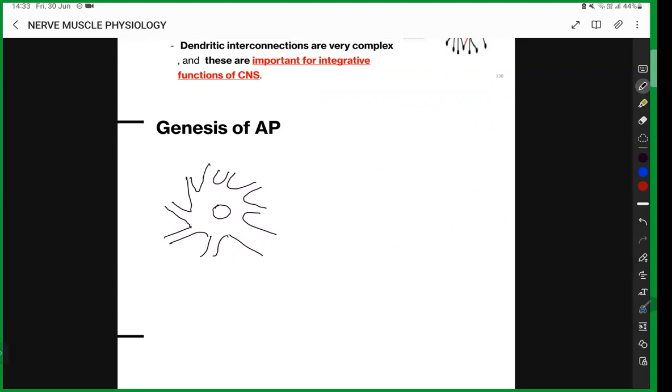Okay, there are going to be the various dendrites. These dendrites are again going to form a large structure like this. It's going to be like a tree, and this is going to be a dendrite. Centrally, you are going to have the soma, which is the cell body.